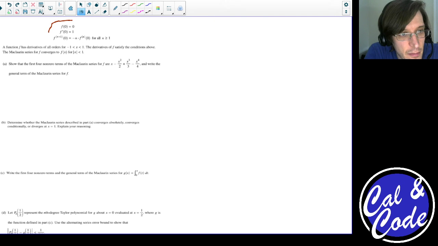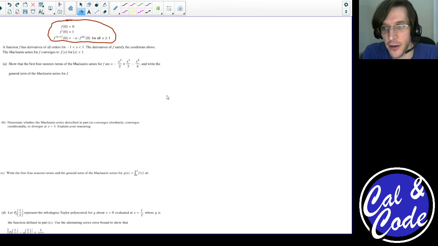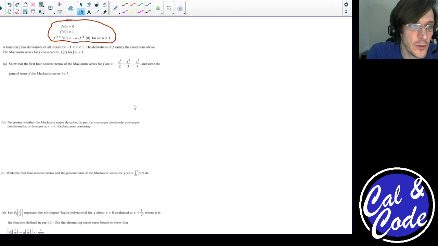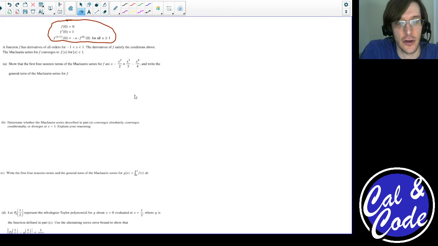For this, they've given me a formula at the top to determine derivatives at 0 of the function f. And the first thing they'd like me to do is show that the first four non-zero terms of our Maclaurin series are x minus x squared over 2 plus x cubed over 3 minus x to the fourth over 4, and they want us to find the general term. So I need these derivative values now.